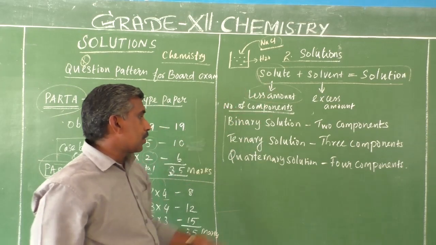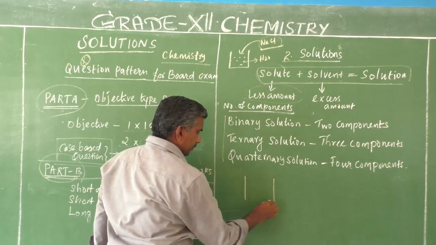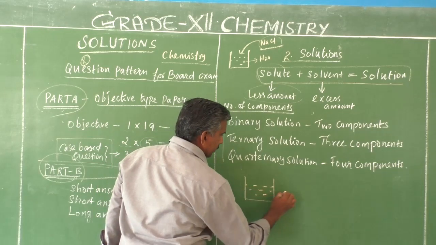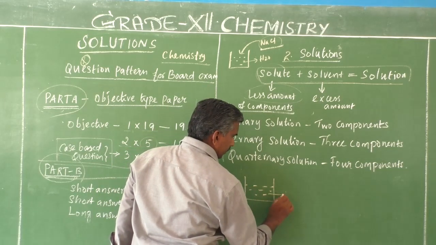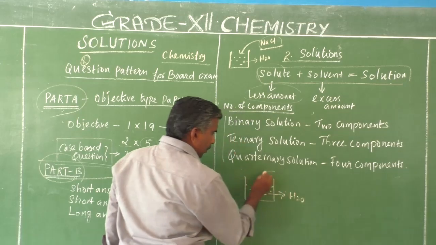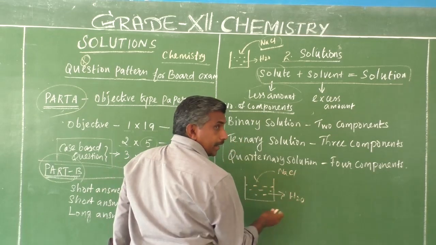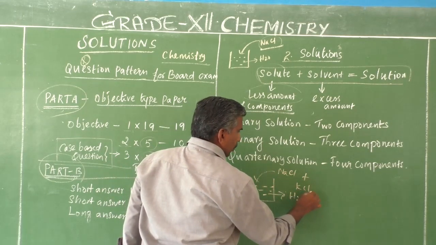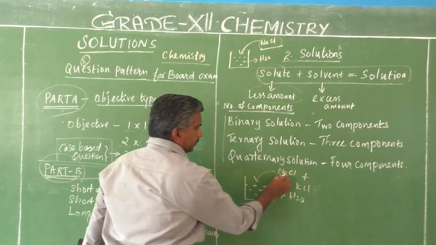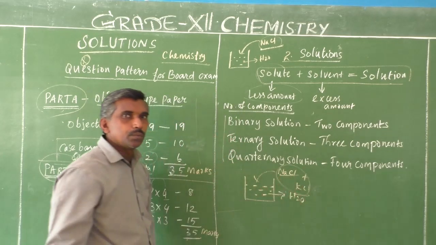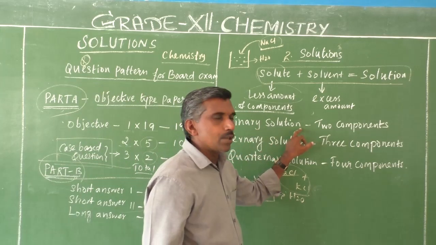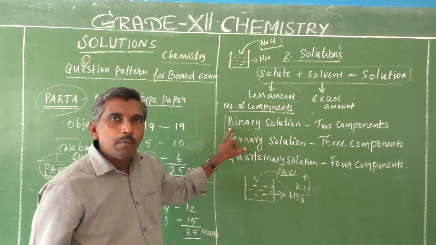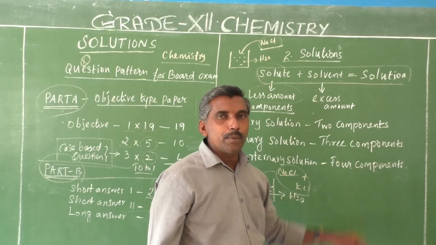Solute, maybe two solutes are present. For example, water is a solvent. We add sodium chloride plus potassium chloride. Two salts you add, so the number of solutes is 2. That is known as a binary solution, where two components are present.